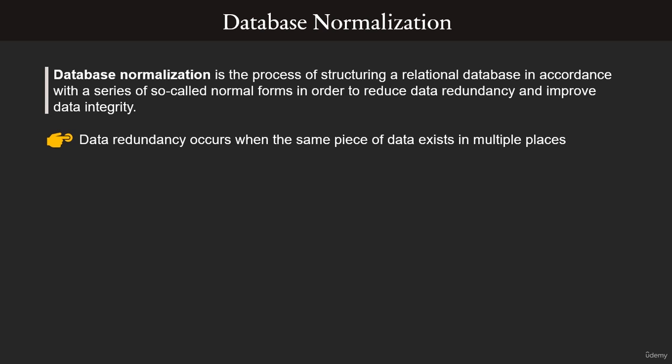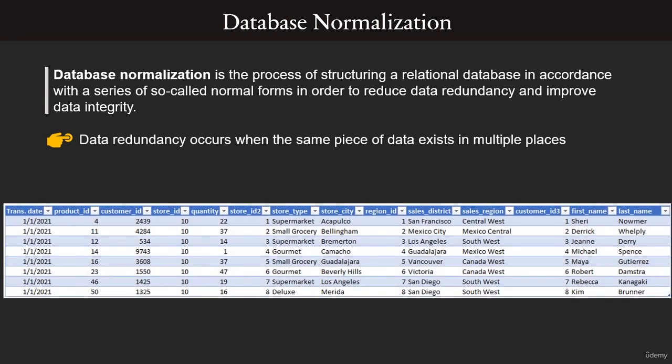So let us look at this particular redundancy we're talking about in that definition of database normalization. Data redundancy occurs when the same piece of data exists in multiple places. For example, this table is supposed to be a transactional table, but we have a lot going on right here. We have the customer information, the customer ID repeated several times, and we have the store and its store information.